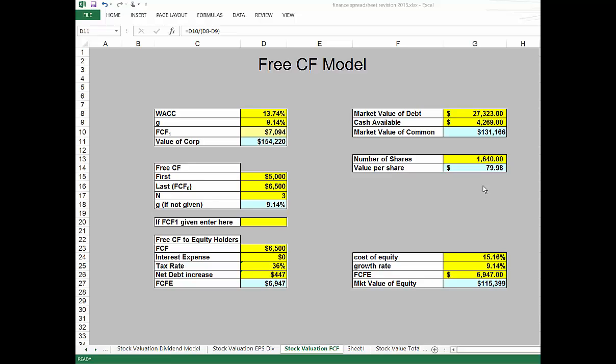But if this is a sole proprietorship or a partnership, you really only need the market value to the equity holders of the company. This is what we need.